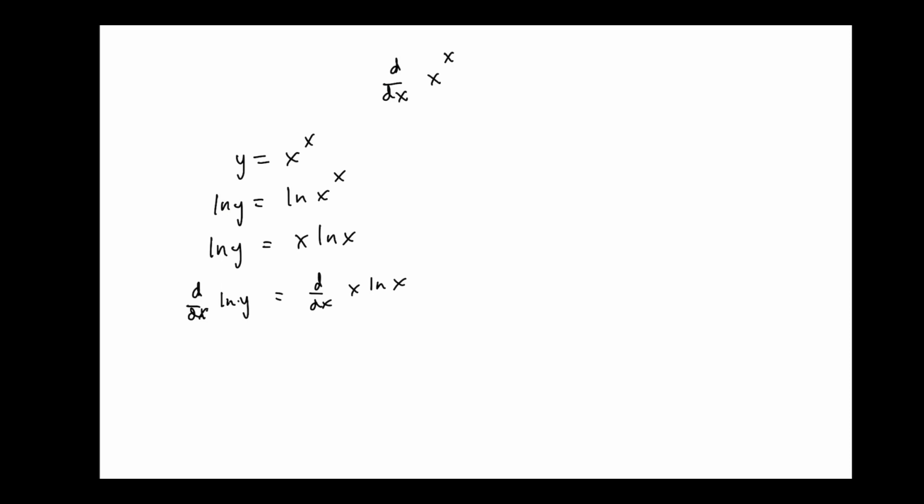So I'll just hit both sides with my d/dx operator. And on the left, what's the derivative of natural log of y? 1 over y times dy/dx because of the chain rule. So that part is the same as before, right?